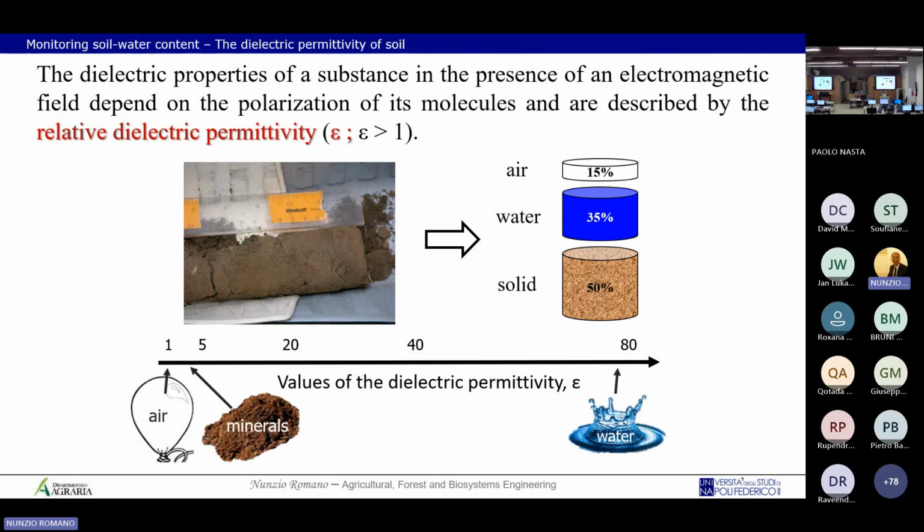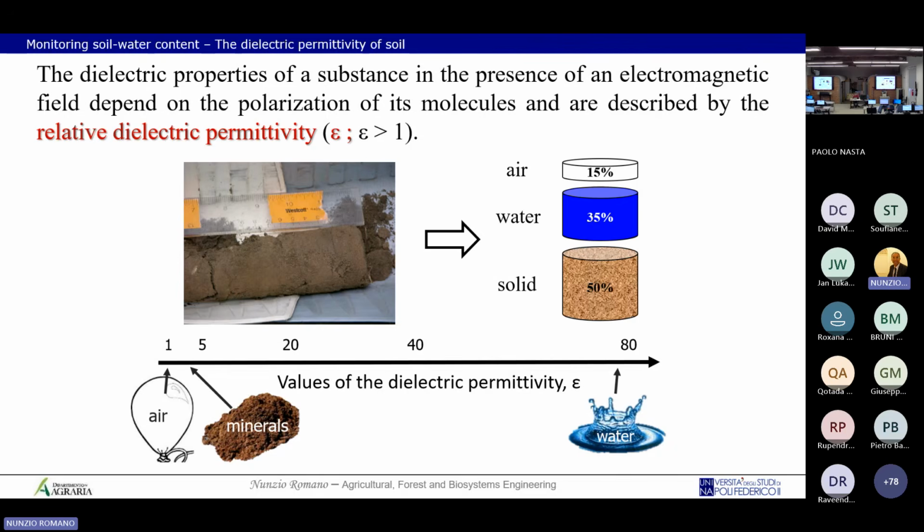Let's consider, as Paolo said in his introduction, soil in a very schematic way as a porous material composed of three main components: the solid phase, usually 50% for a medium soil texture; then there is water, 35%, for example; and the other pores are filled by air, usually at atmospheric pressure.